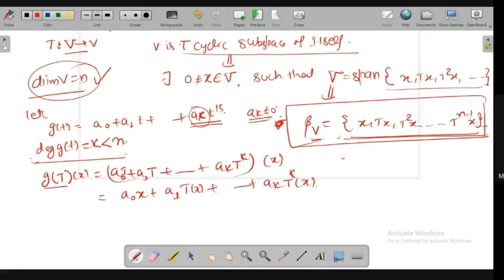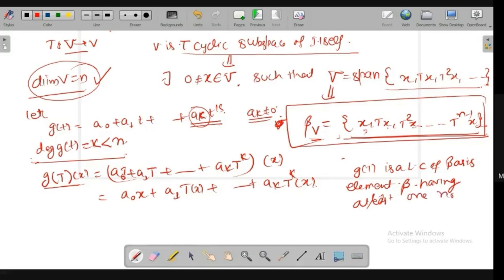So we have written g(T) of x as a linear combination of the basis elements. This is because k is strictly less than n, so it can be n minus 1, n minus 2, and so on. So there is at least one non-zero coefficient, namely ak. We want to claim that g(T) is not equal to T0, the zero operator.